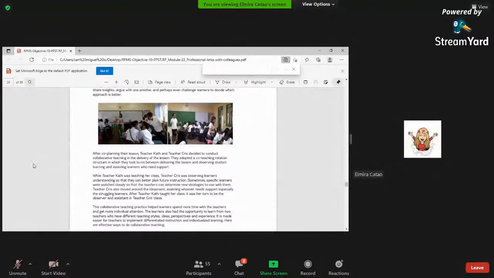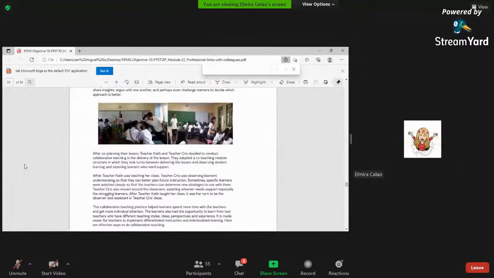You can go to your principal with a couple of proposals about how this can work without too much disruption of the rest of the schedule. So yun yung mga steps kung paano natin magamit effectively ang collaborative teaching.